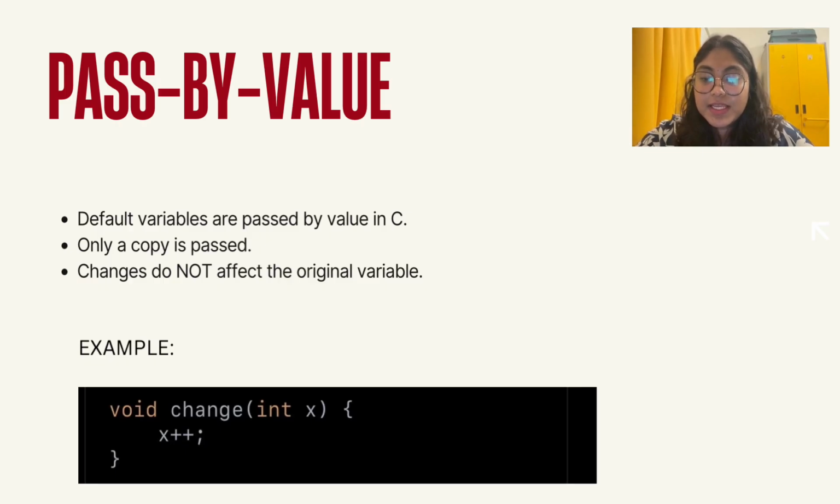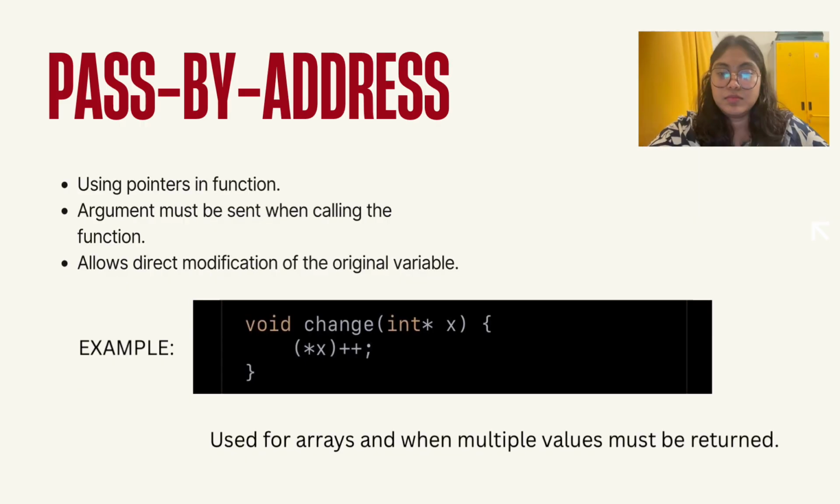For example, if x equals 5, inside the function it becomes 6. Outside the function, the original value is still 5. Use it when you don't want the original value to change, but are only performing calculations.